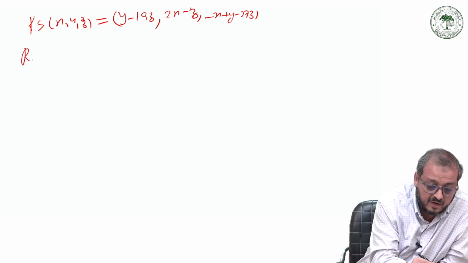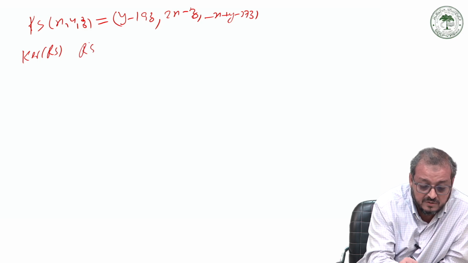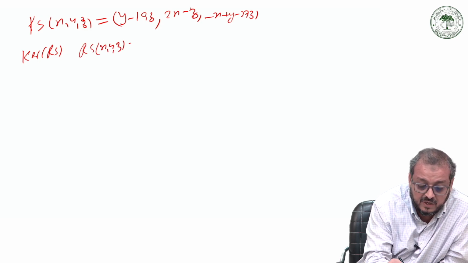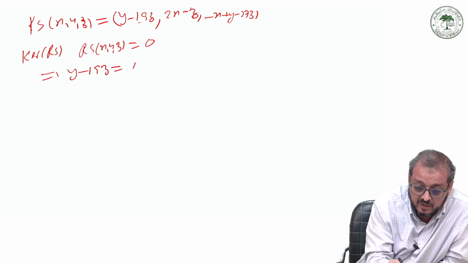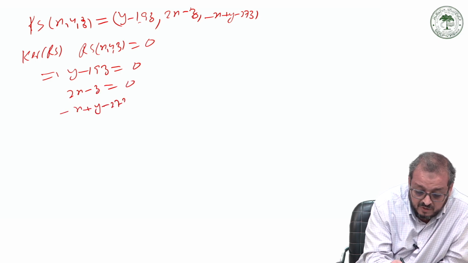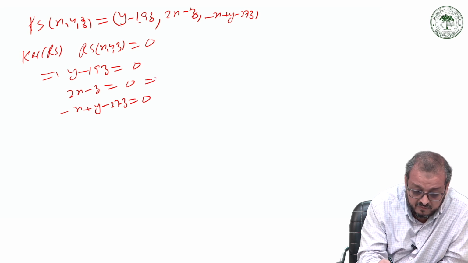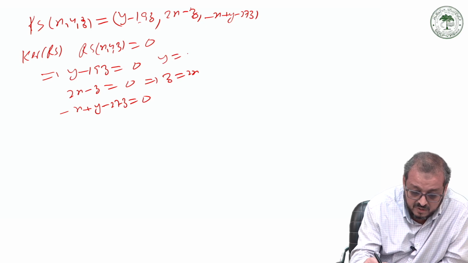Now we try to find the kernel of R of S, which means we set R of S of x, y, z equal to 0. So this implies that y minus 19z is equal to 0, 2x minus z is equal to 0, and minus x plus y minus 27z is equal to 0. So from here we can say that z is equal to 2x, and y is equal to 19z.